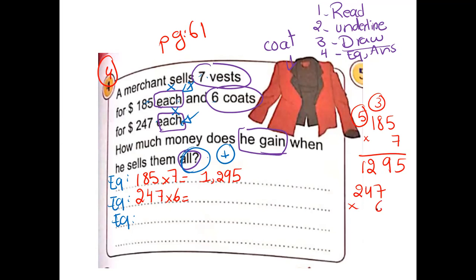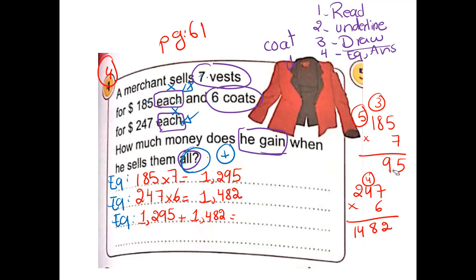The second one, 247 times 6. 6 times 7, 42. 6 times 4, 24 plus 4, 28. 6 times 2, 12 plus 2, 14. The second one, 1,482. Now let's add both to find the price of all. 1,295 plus 1,482.